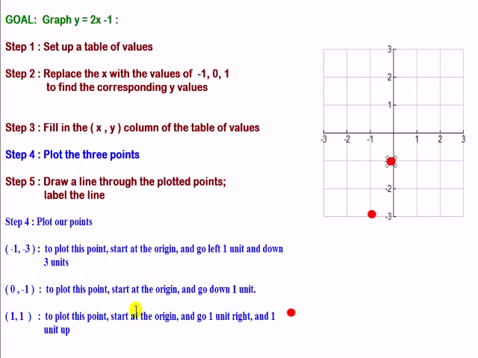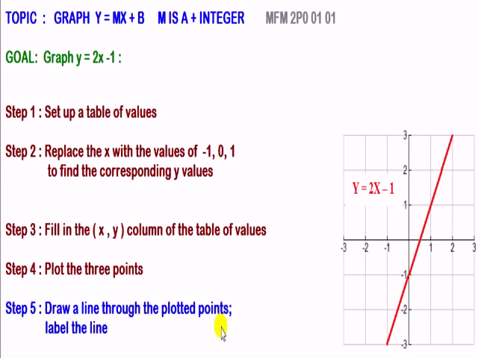To plot 1, comma, 1, you start at the origin, go 1 unit to the right and 1 unit up and plot your point. Step 5, draw a line through the plotted points and then label your line. The first point occurred at -1, comma, -3. The second point occurred at 0, comma, -1. And the third point occurred at 1, comma, 1.